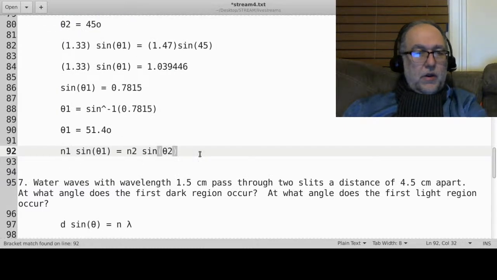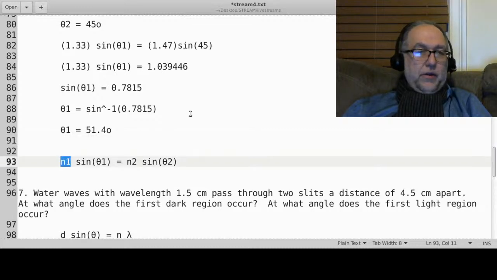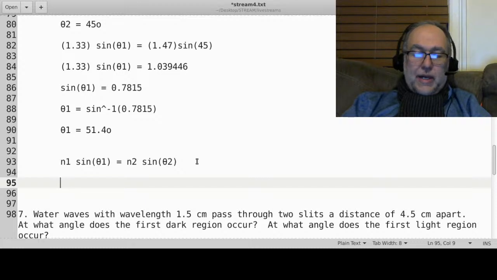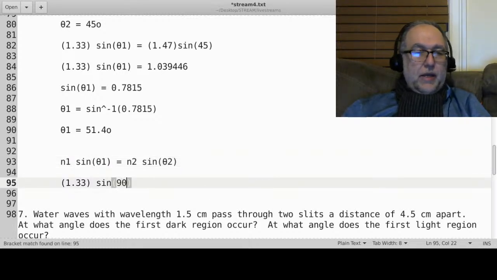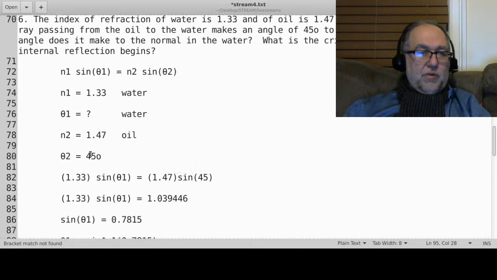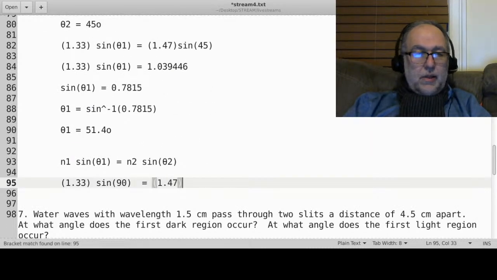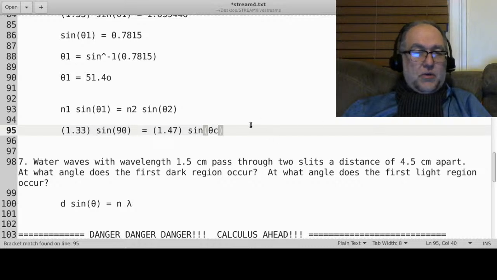It's still this formula here, but now what? Well, N1, that's your air, sorry, the water, and the water is the smaller n. In the region of smaller n, that's where the 90 degrees occurs. So N1, N for water, is 1.33. Sine theta 1, that's your 90 degrees there. If you ask where should I put the 90 degrees for the critical angle, it goes with the smaller n. Then on the other side you have equals N2, the index of refraction for oil, 1.47, and the angle in the region of bigger n, that's your theta c, your critical angle.